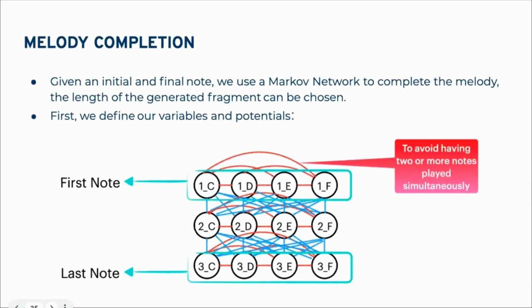We see, for example, that the first note of the melody can be the note C, and the second note could also be a note C or D or E or an F. Of course, in this example, we just consider 4 notes for simplicity, but in the actual model, we consider all the notes in the scale. And we have to avoid having several notes played at the same time, and that is why the potentials relating notes labeled as the first ones of the sequence will have to be very high in comparison to the other potentials.